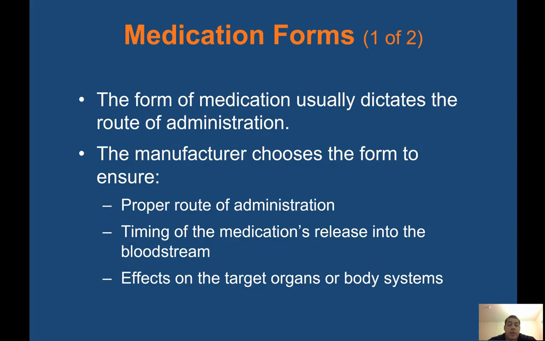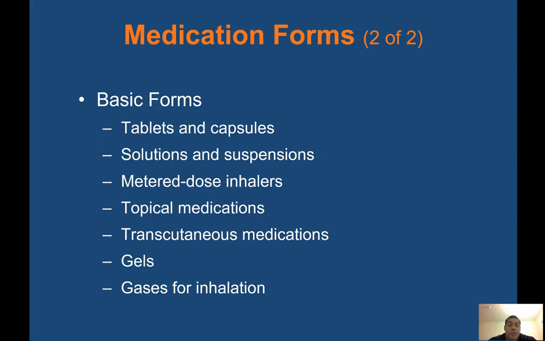Intramuscular is a little bit slower, and subcutaneous and transcutaneous are slow. So the form of medication usually dictates the route of administration. The manufacturer chooses a form to ensure proper route of administration, timing of the medication's release into the bloodstream, and effects on the target organs or body systems. Basic forms: tablets and capsules, solutions and suspensions, metered dose inhalers, topical medications, transcutaneous medications, gels, gases for inhalation.